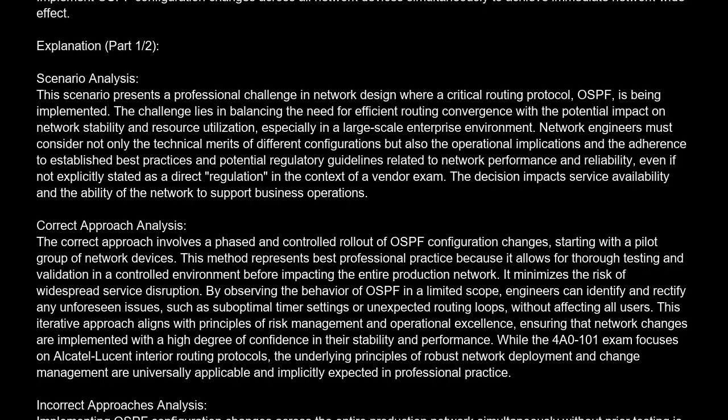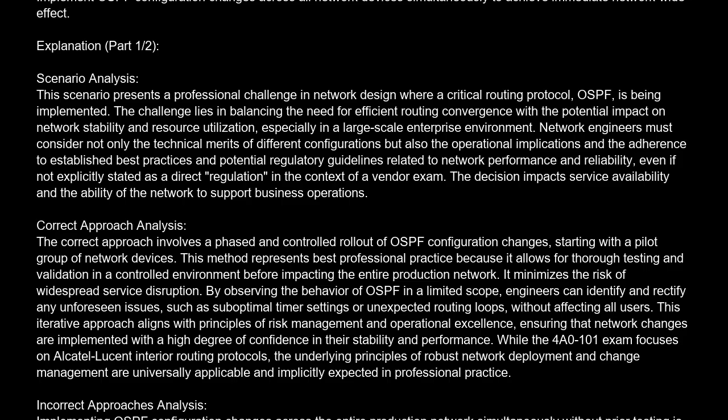Network engineers must consider not only the technical merits of different configurations, but also the operational implications and the adherence to established best practices and potential regulatory guidelines related to network performance and reliability, even if not explicitly stated as a direct regulation. In the context of a vendor exam, the decision impacts service availability and the ability of the network to support business operations.